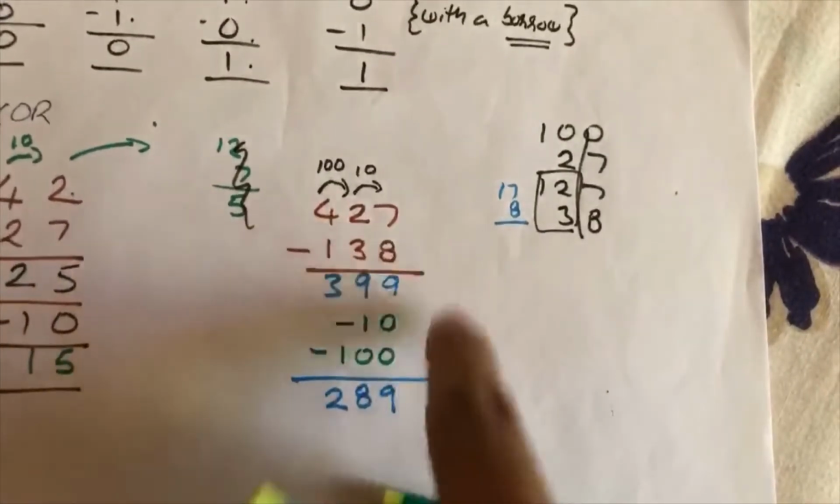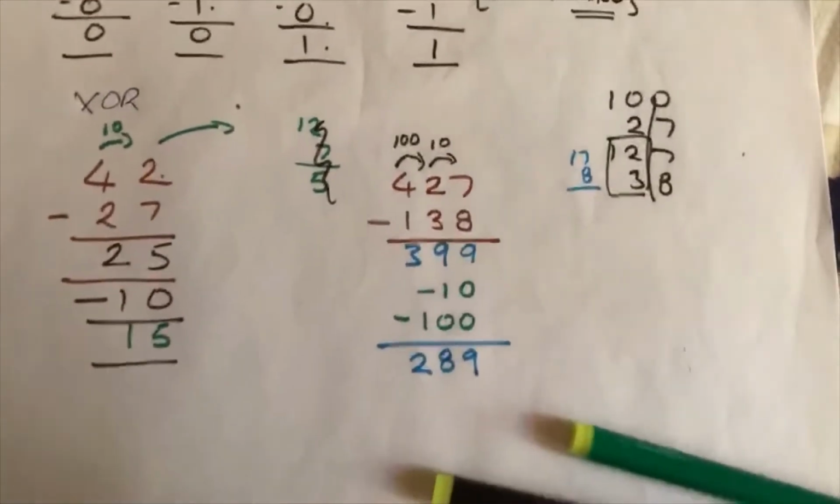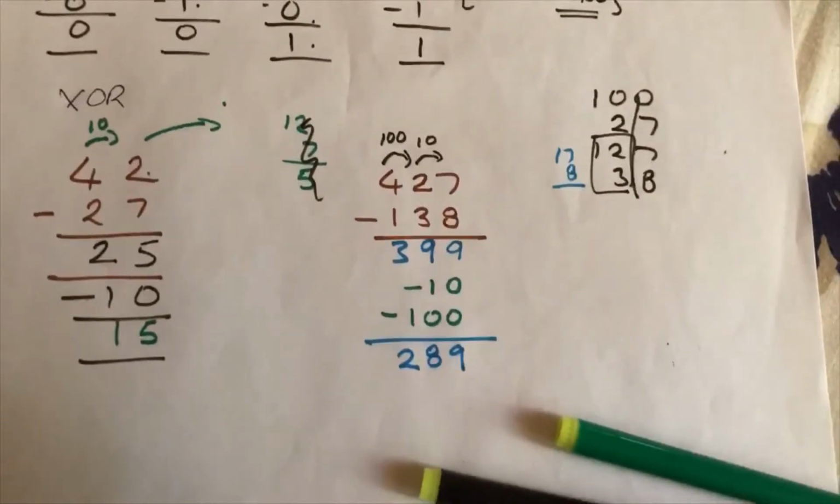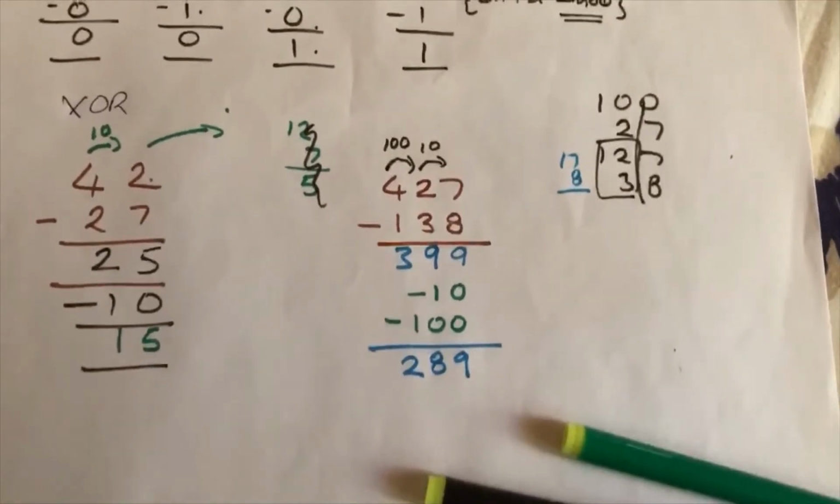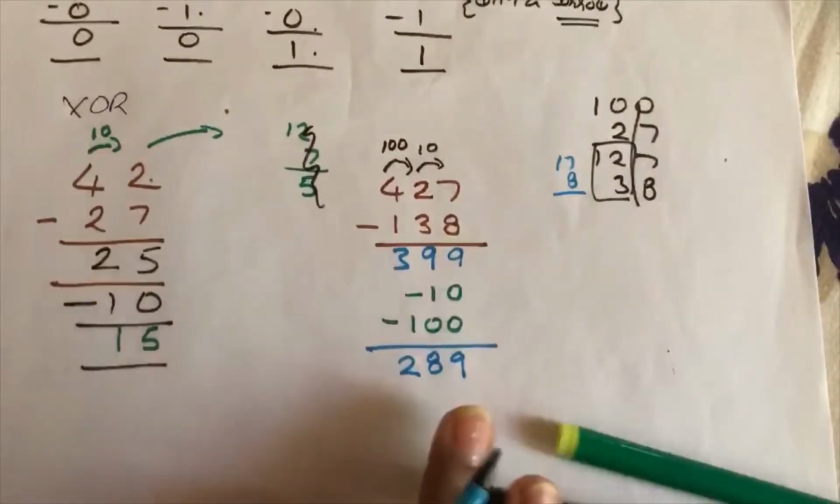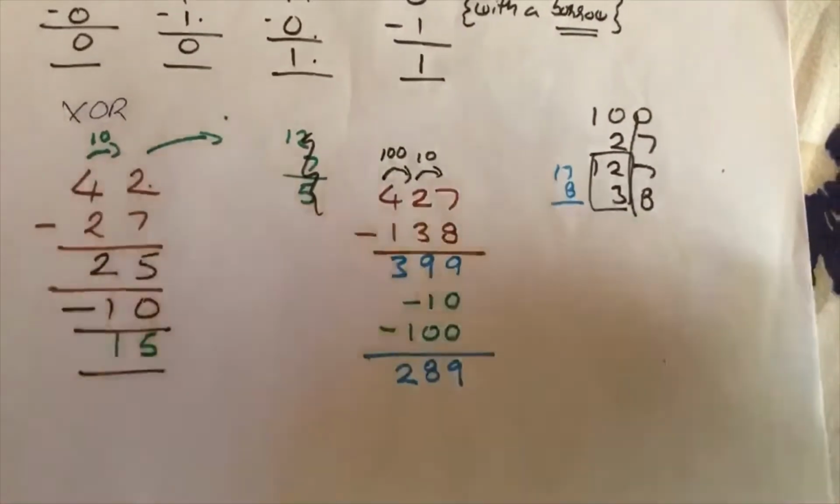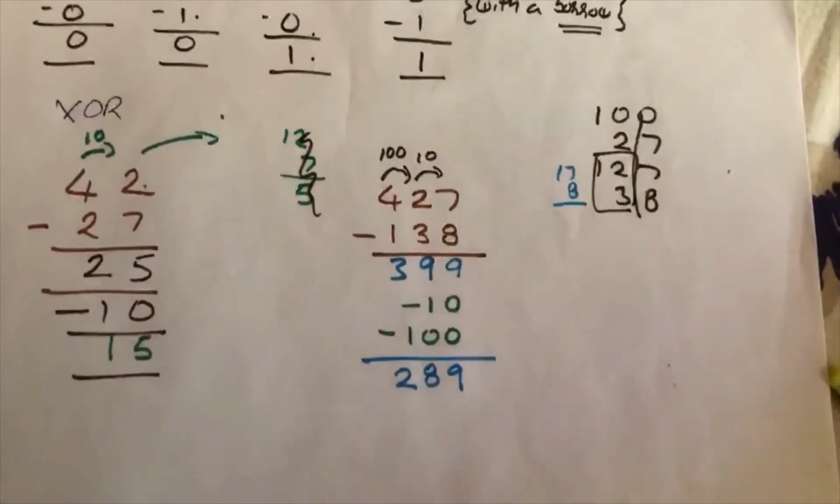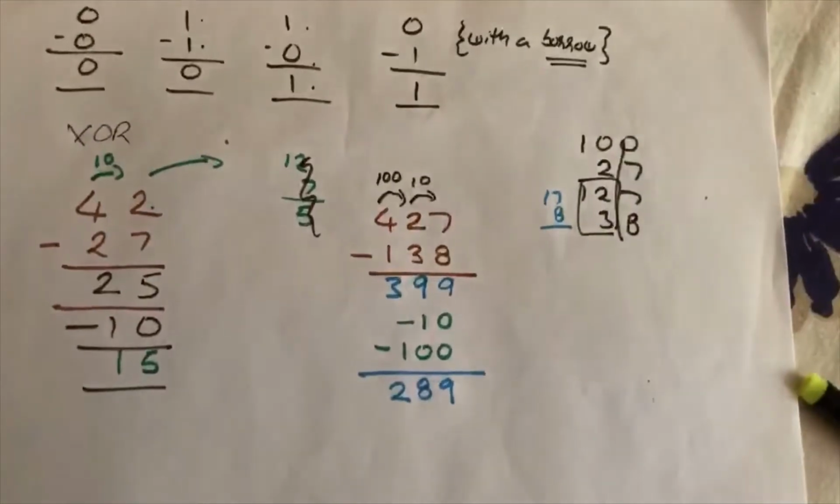Now if you check, you will see that this is the right answer. 427 minus 138 is 289. So this is actually how subtraction works. Even though many of us didn't study subtraction that way, this is how subtraction works. Now using the same logic in binary, what happens?